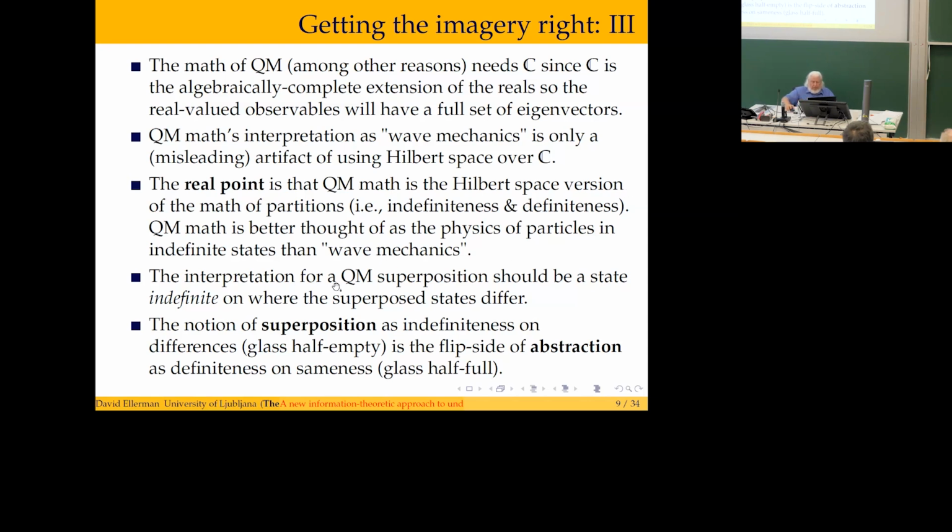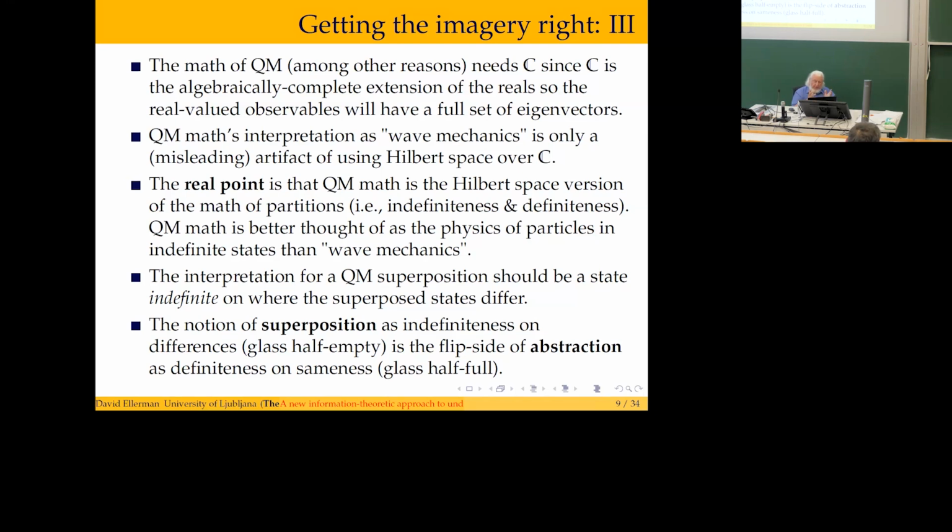And so superposition is a state indefinite between the superposed states, and it's indefinite where they differ. It's not indefinite where they're the same. If you have a series of eigenstates that all are the same in some respect, then that whole superposition will have that definite value. But it's where they differ that it becomes indefinite.